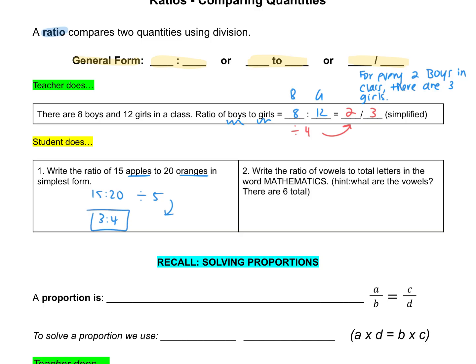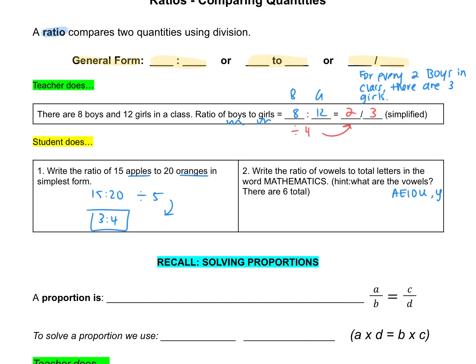Thank you. Next one. Talking about vowels. Parker, what are the vowels? Just in general, which letters are vowels? A, E, I, O, U, and sometimes Y. Okay, A, E, I, O, U, sometimes Y. What are the other letters called that are not vowels? Anyone? Consonants. Consonants. Thank you.